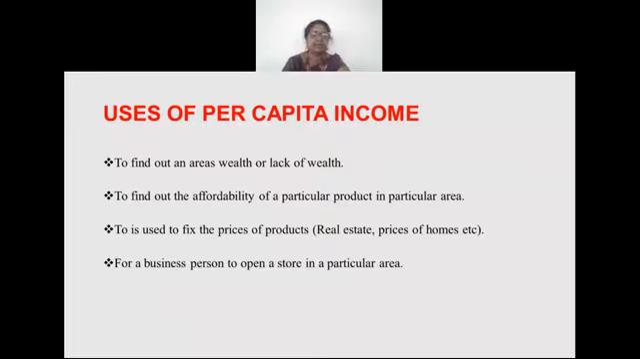It is used to fix prices of products, real estate prices of homes. So per capita income is used to fix up the prices of the product. In that area, all are much wealthy people. Keep the tender coconut, same example I am saying. The rate of the tender coconut is 40 rupees.